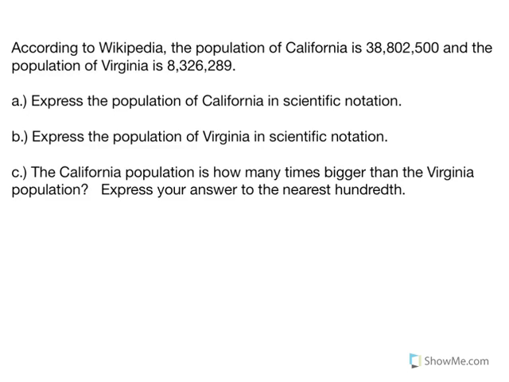According to Wikipedia, the population of California is 38,802,500, and the population of Virginia is 8,326,289.